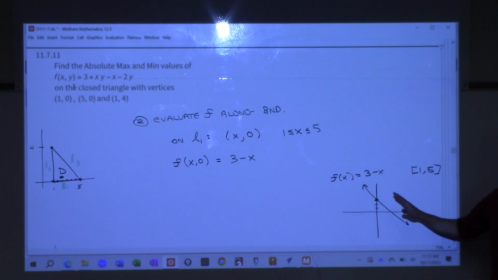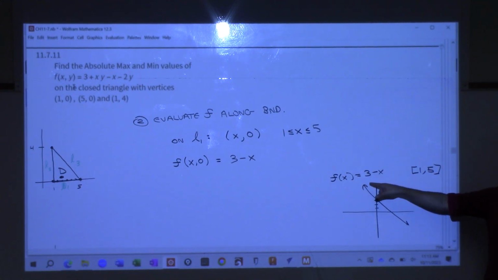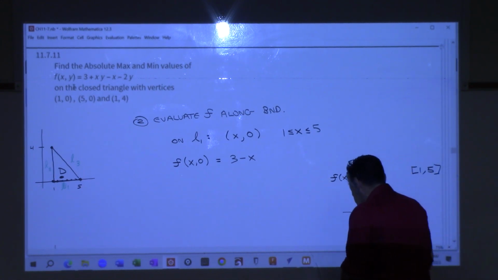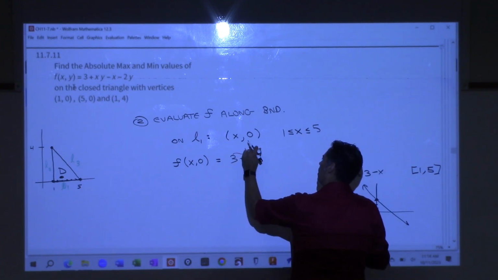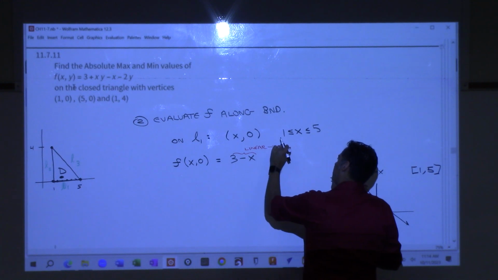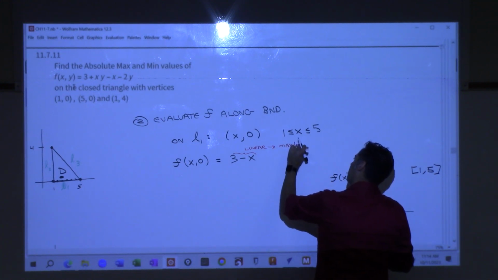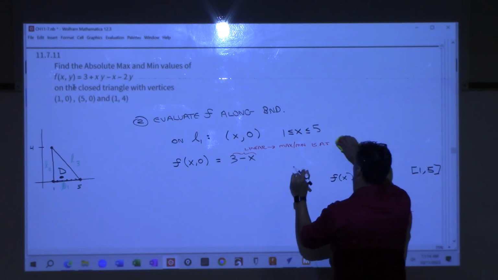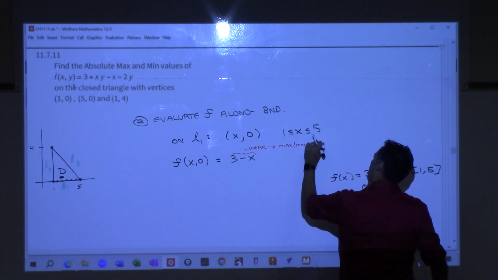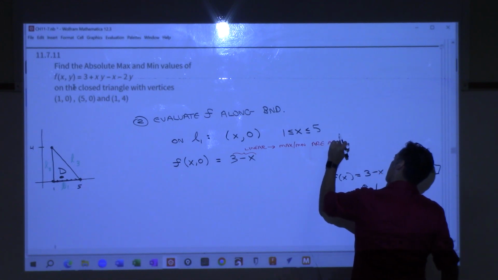So because it's a line, won't its max and min happen at the endpoints? Without any other thinking, because it's linear, I know that this is going to have a max or min at an endpoint. So that's what I'm going to say over here. This right here is linear, and that tells me that the max and min are at the endpoints.